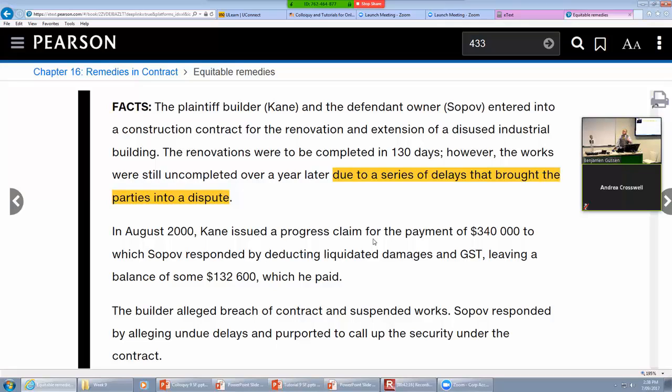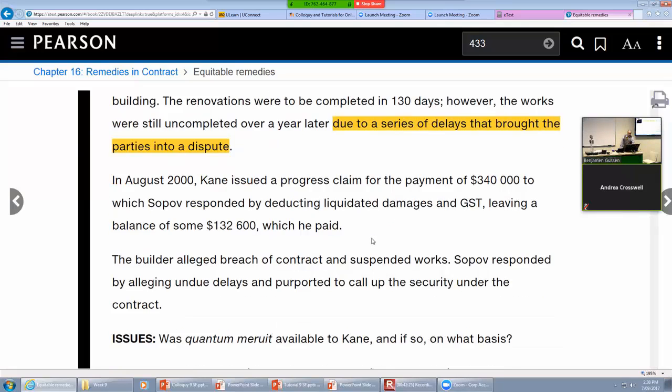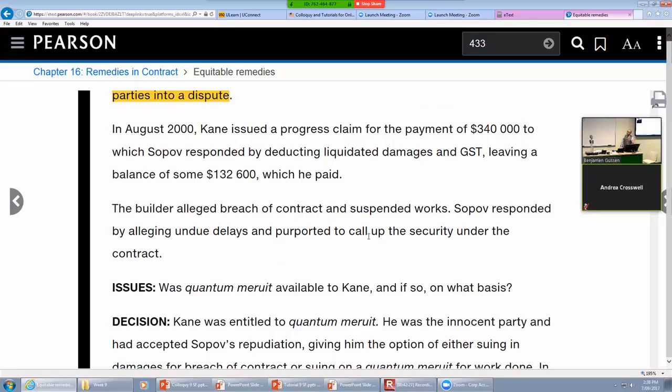So, why did they deduct these damages? Because of the delays in completing the work. So, the builder wanted to be paid the full amount. The owner said, no, there were delays here, and I'm going to enforce these liquidated damages. So the balance that he thought the builder should be paid was simply $132,600. Less than half.